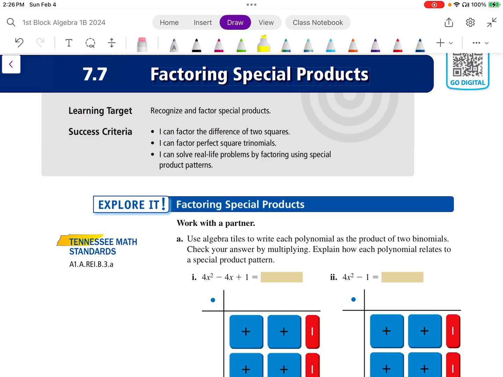Our learning target is to be able to recognize and factor special products. We're going to be able to factor the difference of two squares. We're going to be able to factor a perfect square trinomial. And we're going to be able to solve real life problems using these special products.